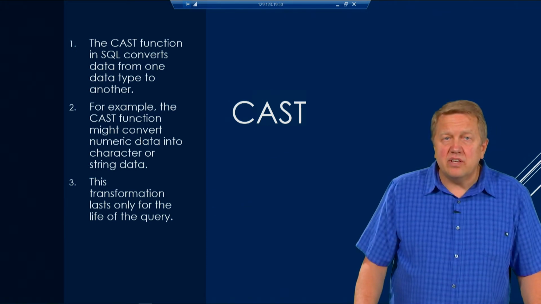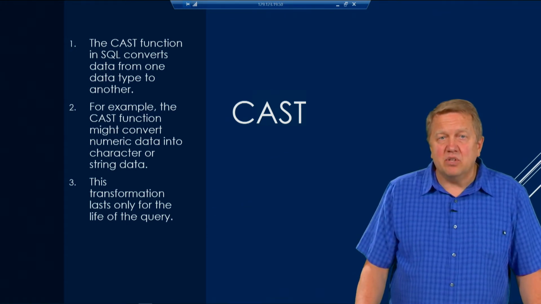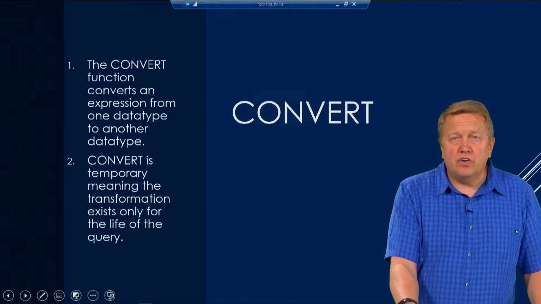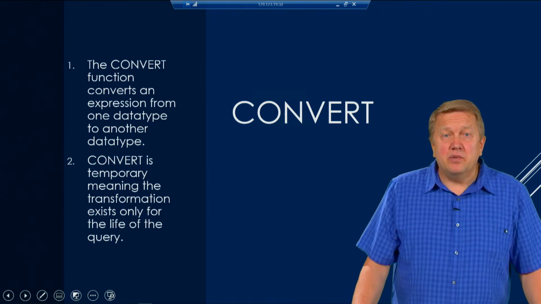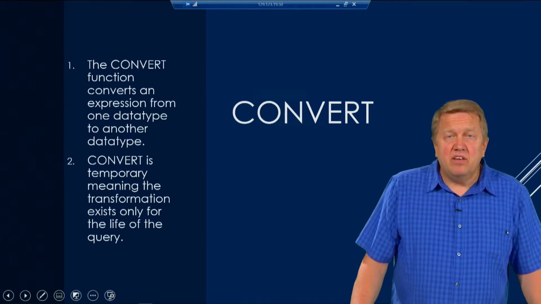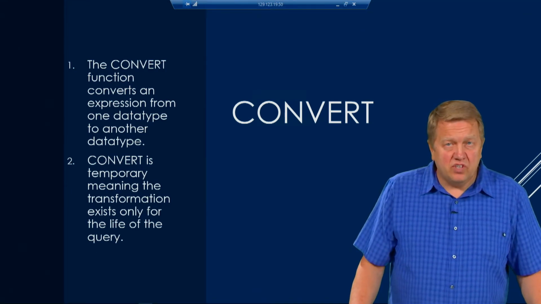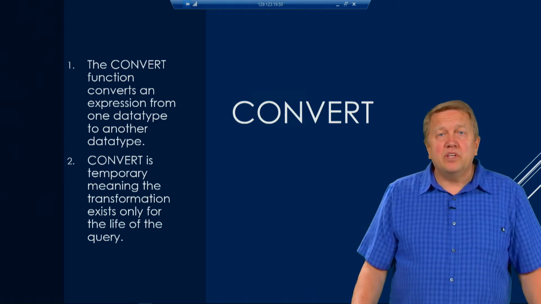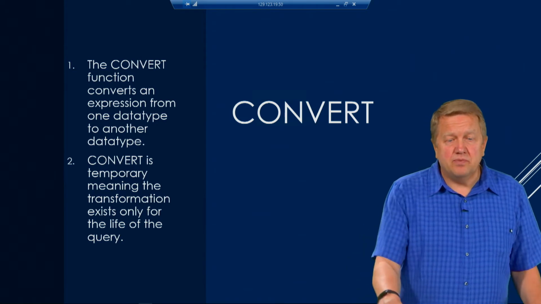It doesn't change anything permanently back in the base table, so these are all temporary changes. We go to convert, and we see that it does much the same. The convert function converts expressions from one data type to another data type. It's only temporary. So what are the differences?